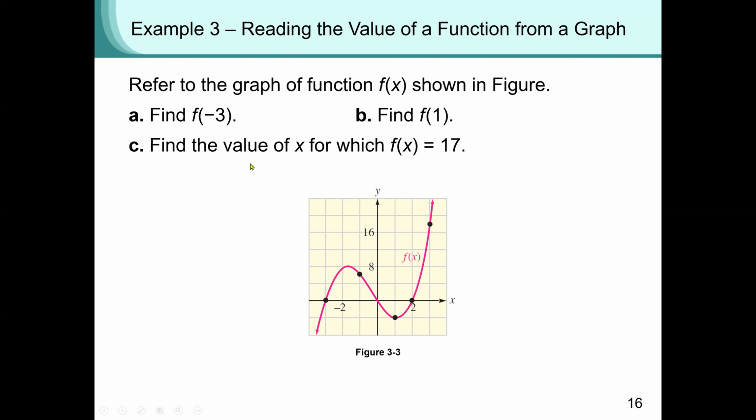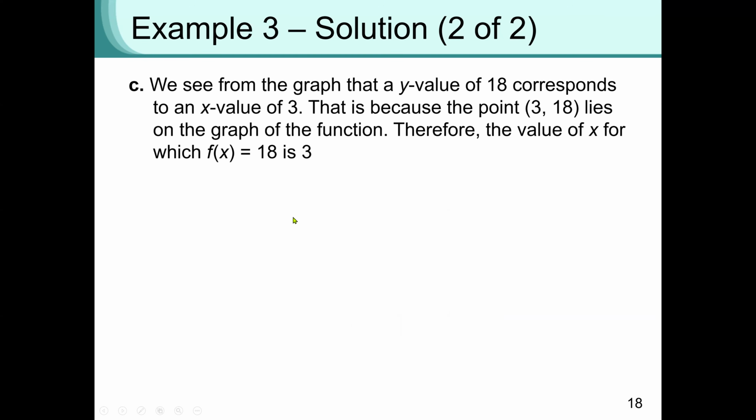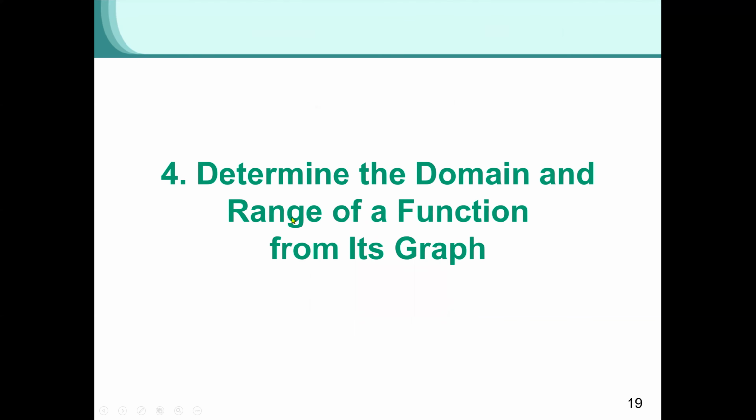Now part C said find the value of x for which f of x is 17. So you have to go to 17, draw a line and see where the intersection will be on the graph. So if it's 17, we draw a line, then we can see the intersection. We look at the x down. So that section is given.